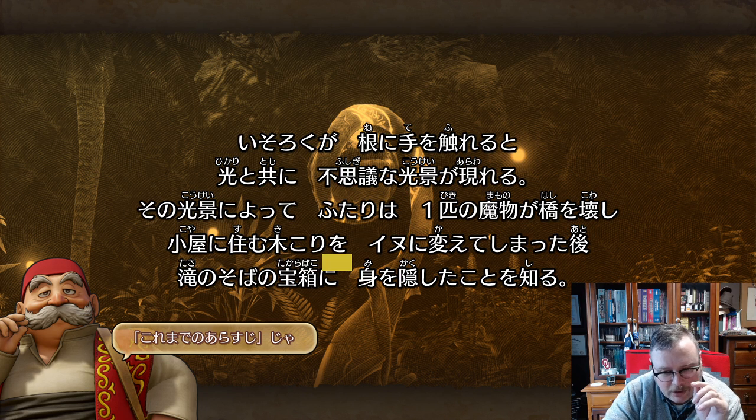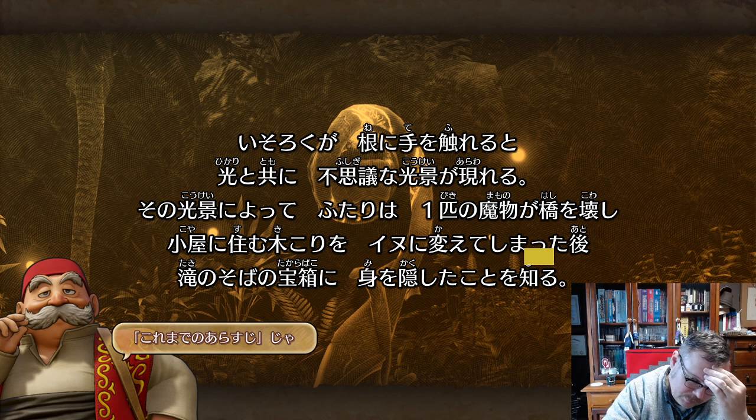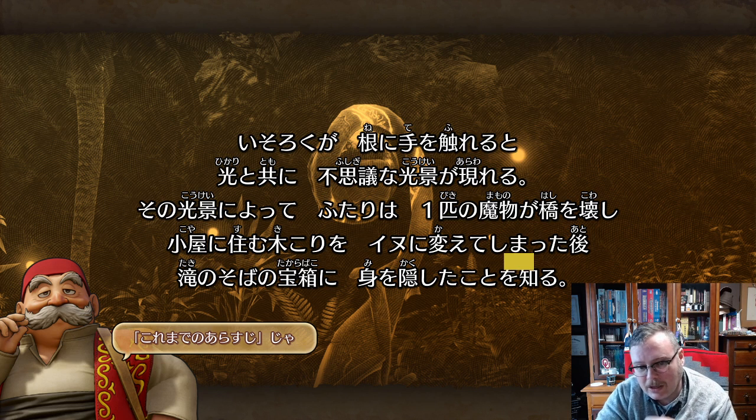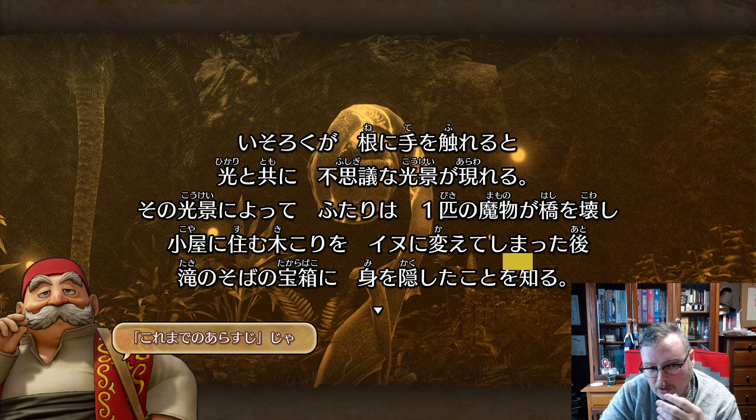O, direct object marker. Inu ni kaete shimatta. Okay, so inu means dog. Ni means unto. Kaeru means change, alter. And then we've got to conjugate it to the te form, so from kaeru to kaete. And then shimatta is a verb that they add to express an unfortunate outcome. So kaete shimatta means he wound up getting changed into a dog. So the lumberjack was changed into a dog.